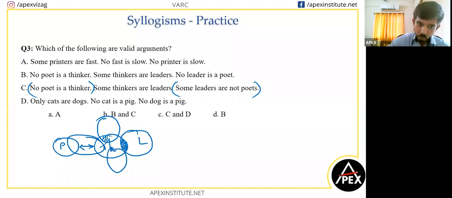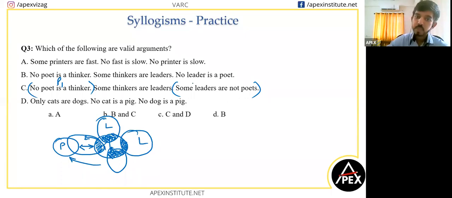But these leaders who are thinkers, from the first premise, no poet is a thinker. These leaders who are in dark blue will never overlap with poets, right? Because the circle for thinkers and poets is always mutually exclusive. These dark blue areas can never overlap with this circle. Any other leader can overlap, but dark blue will not.